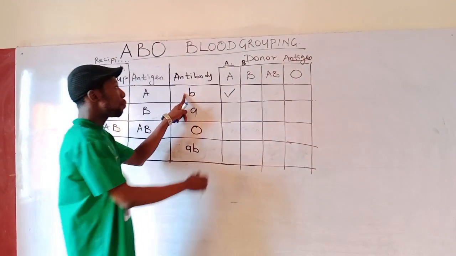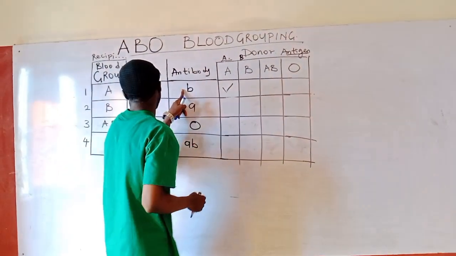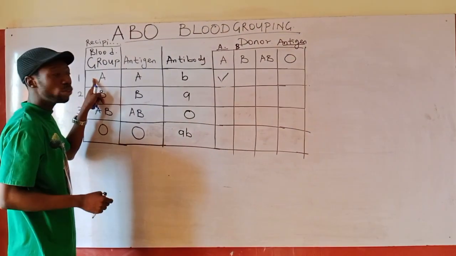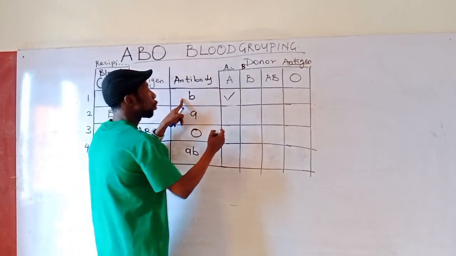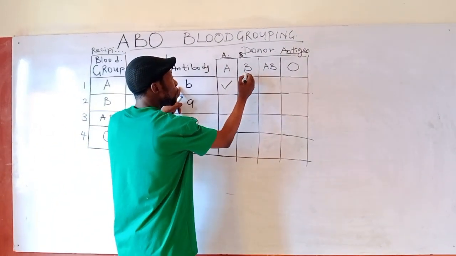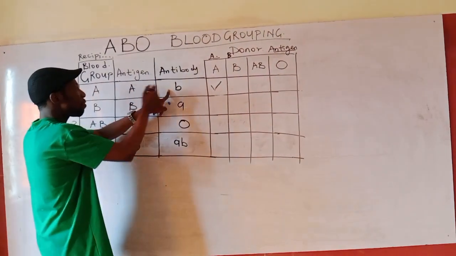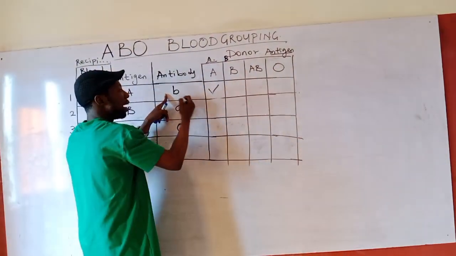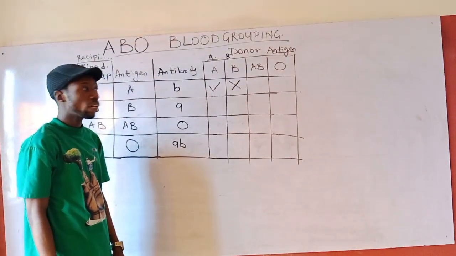Okay, now for the second donor here that has blood group B, the recipient is still blood group A. Can the blood go? No, because the donor of blood group B has antigen B, and the recipient has antibody B. B and B are the same, so the blood cannot go.